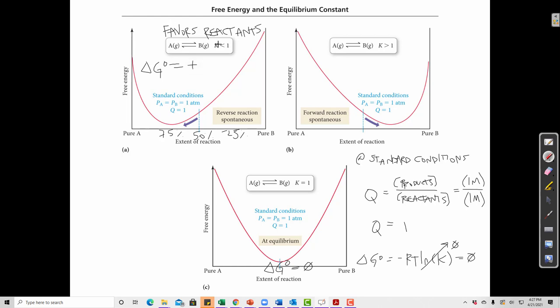So when K is small, delta G is positive. But what about when K is large? Then I have 100% reactant, 75% reactant, 50% reactant right here at Q equals 1, and 25% reactant. What happens if I start my ball right here at Q equals 1? Which direction is it going to go? Forwards, down the hill until it reaches equilibrium. Therefore, delta G naught is negative.